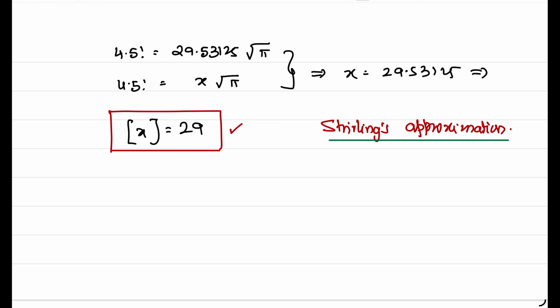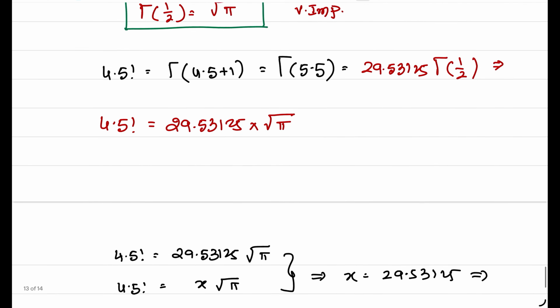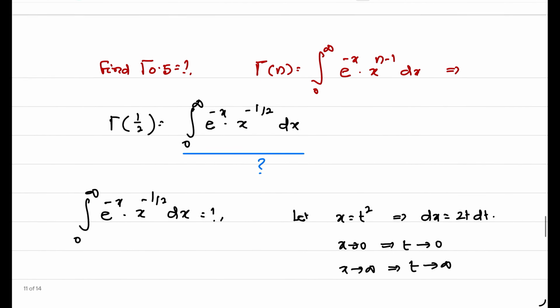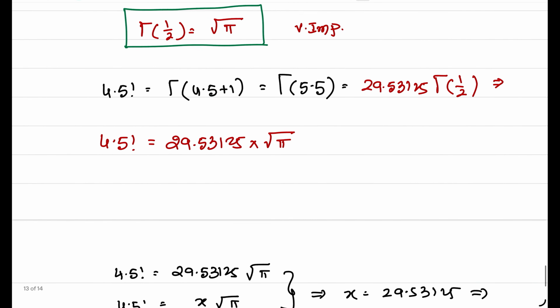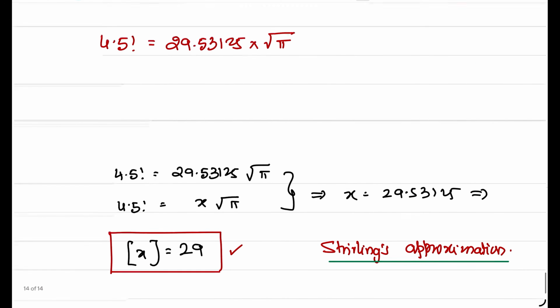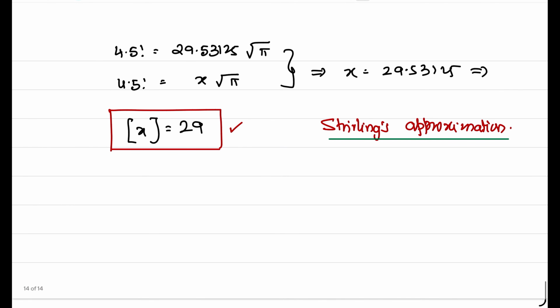Here, what we have done is that we have defined the gamma function, and we have seen that gamma n plus 1 is equal to n into gamma n, and gamma n plus 1 is equal to factorial n, and we have also seen that factorial 0 is equal to 1 from the gamma function, and gamma half is equal to square root of pi, and hence factorial 4.5 is equal to 29.53 into square root of pi. The greatest integer value for x is equal to 29.